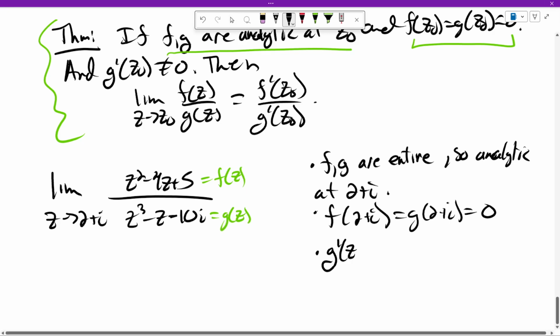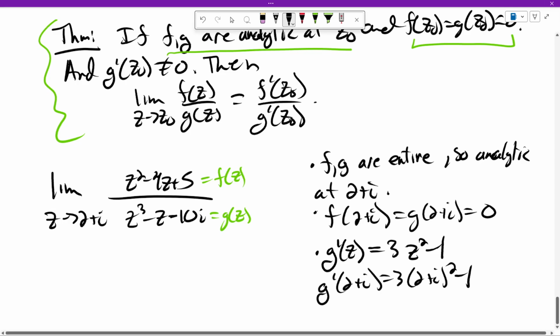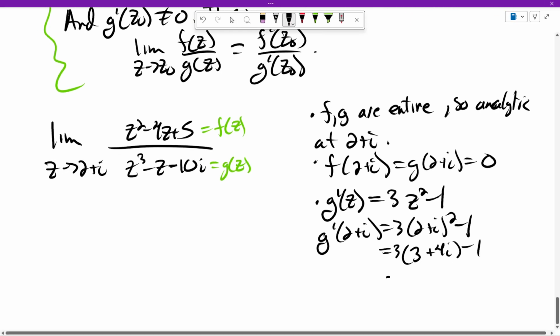Great. Now the last condition is that g prime of z0 needs to be not 0. So let's compute g prime of z. That's 3z squared minus 1. Let's plug in 2 plus i into that. So that's 3 times (2 plus i) squared minus 1. That's 3 times (3 plus 4i), I believe, if you were to do that. This should give us 8 plus 12i, sorry, if you were to do the arithmetic.